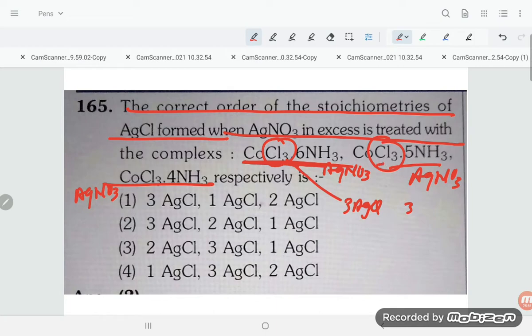Here it is 2, and for 5 and 1, we have to maintain the coordination number of 6.